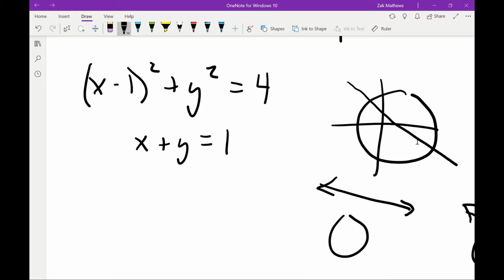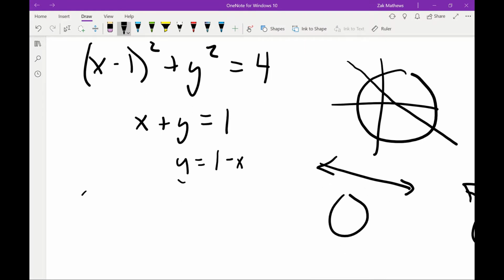Okay. Let's solve this one using substitution, which is definitely a lot easier on this one than elimination. So I'm going to solve for the easier variable. X or y is equally easy here, but I'm going to solve for y because I think that looks a little bit easier to plug into. Y equals 1 minus x.